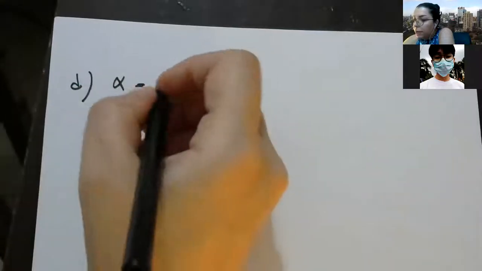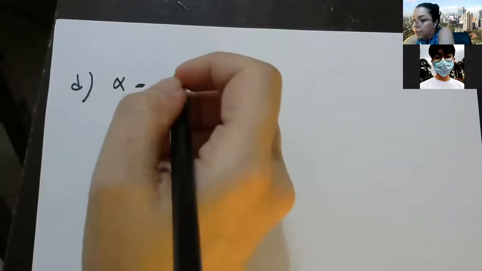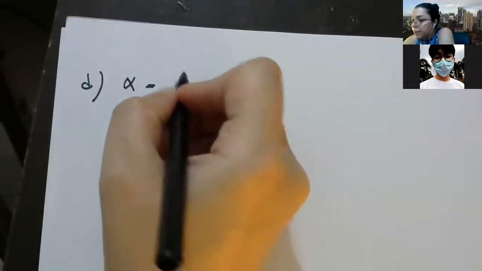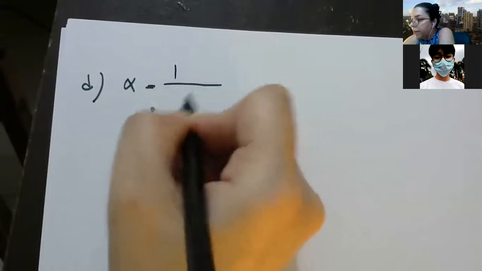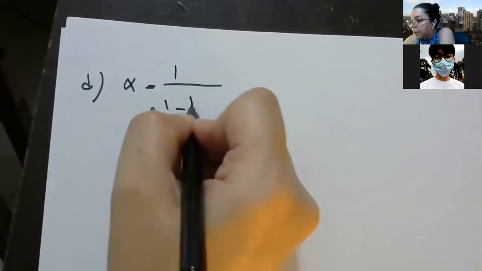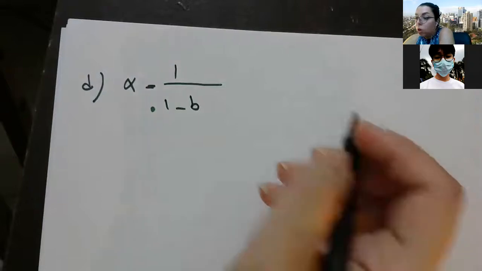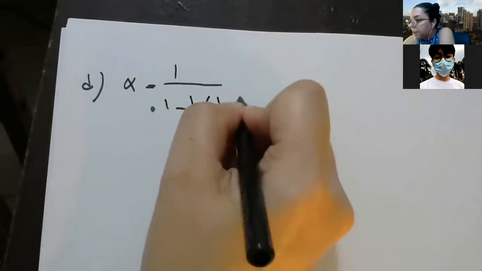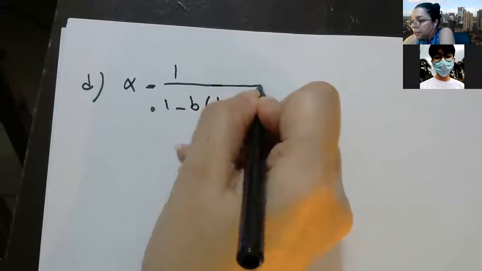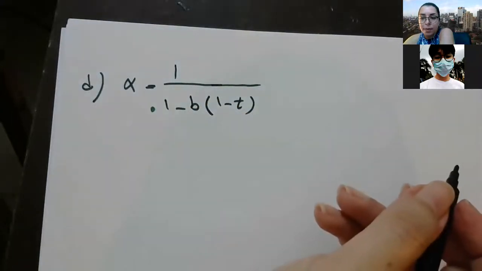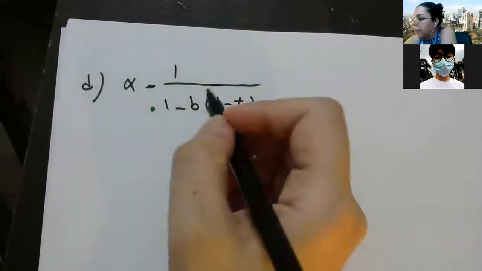So what is the formula of the autonomous multiplier effect? Autonomous expenditure multiplier is 1 over 1 minus B, if it is a two-sector economy. Now we have the open economy. So once we have the open economy, it means that 1 minus T is also added. So one by one we replace, right?